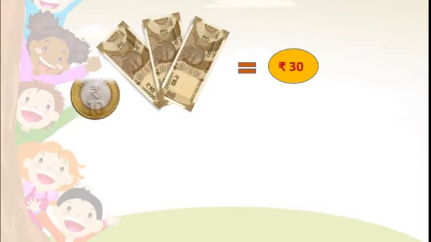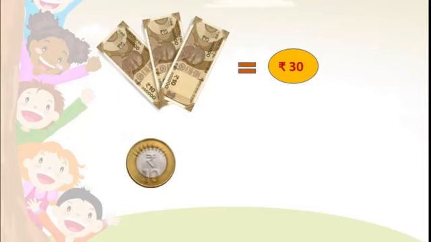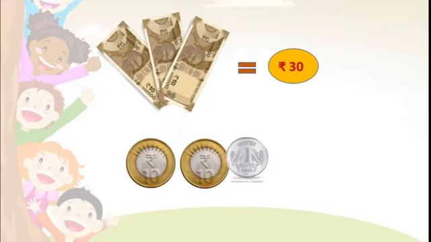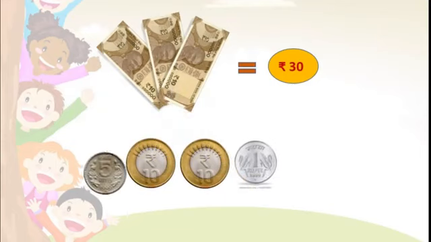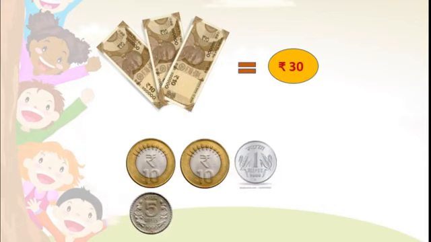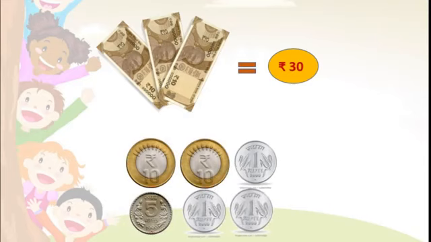Okay. Next one again. Here 10 rupees coin is there. 2 10 rupees coin. Then 1 rupee. Here we can see 5 rupee coin. One more 1 rupee coin is there. And one more 1 rupee coin is there. Yes, dear students, please tell me what is the total value of these coins?